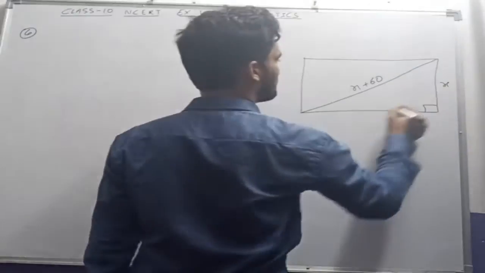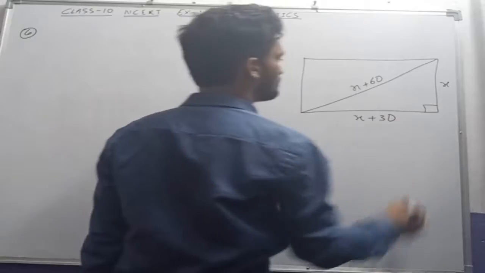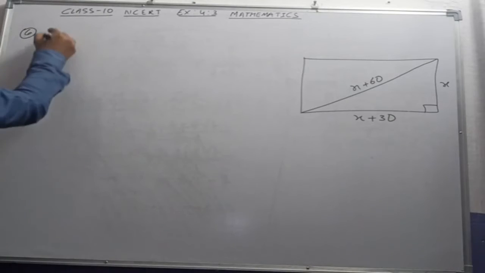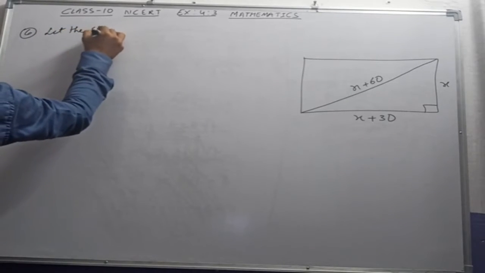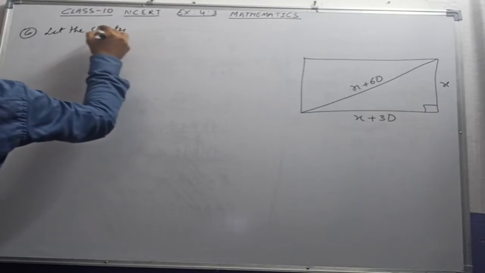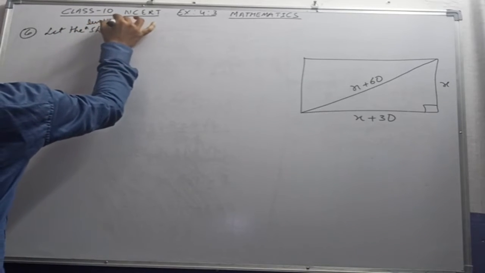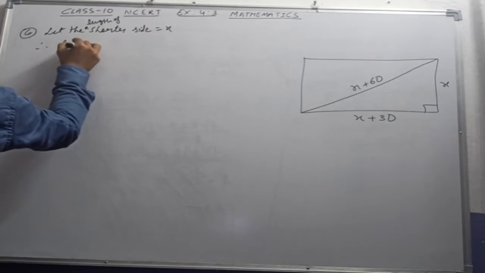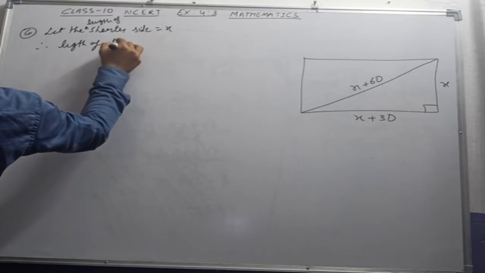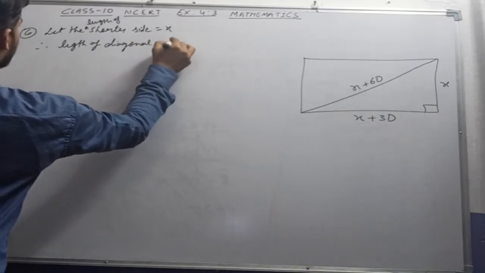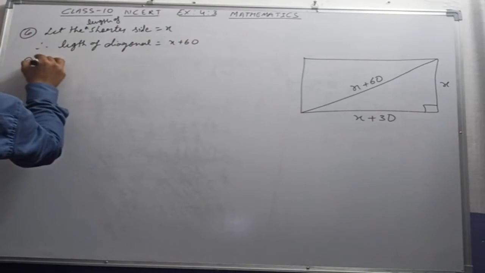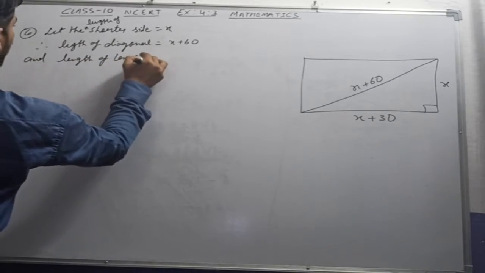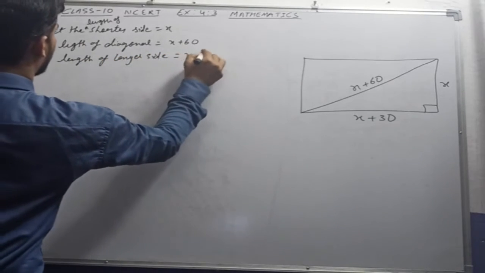So let the shorter side be X, and the longer side is 30 more than its shorter side. So this will be the length of the sides. So let the length of the shorter side be equal to X. Therefore the length of the diagonal is equal to X plus 60, and the length of the longer side is equal to X plus 30.